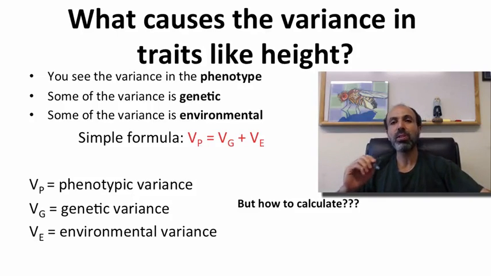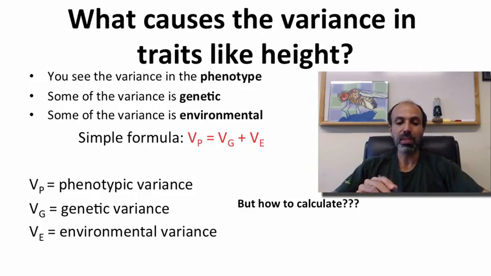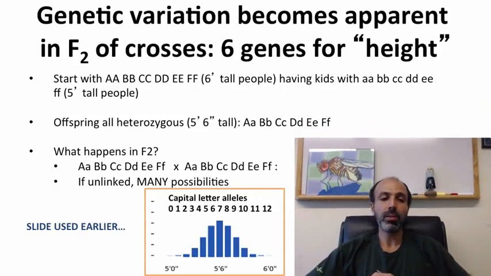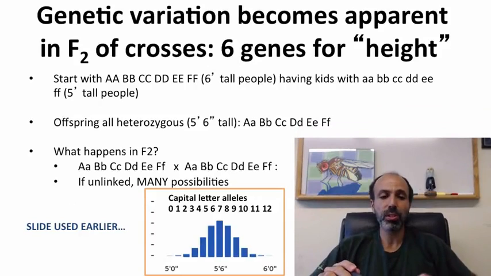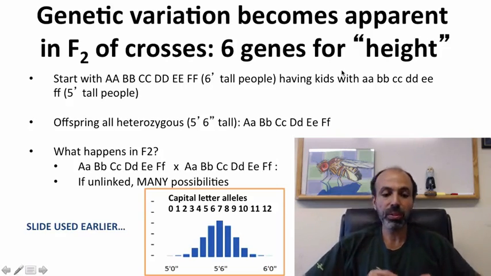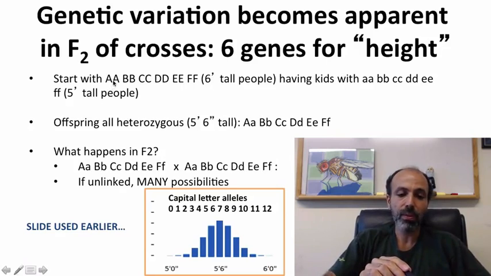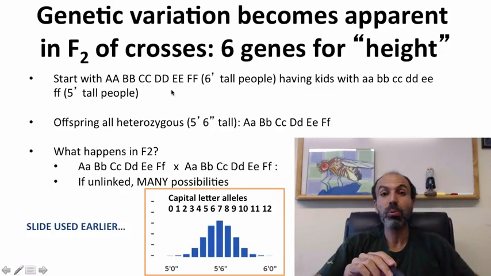I'm going to show you in this video one means, and that's using an F2 cross between some strains that are isogenic. In the next several videos, you'll actually see other means for calculating heritability, and specifically what fraction is genetic versus phenotypic. Now, let's say that you're looking at genetic variation in the F2 of a cross, and let's say there's 6 genes for height. Let's start with the very artificial scenario that we know these 6 genes are involved, and you have capital A, capital A, capital B, capital B, capital C, capital C. It's just like the example we used a while back.